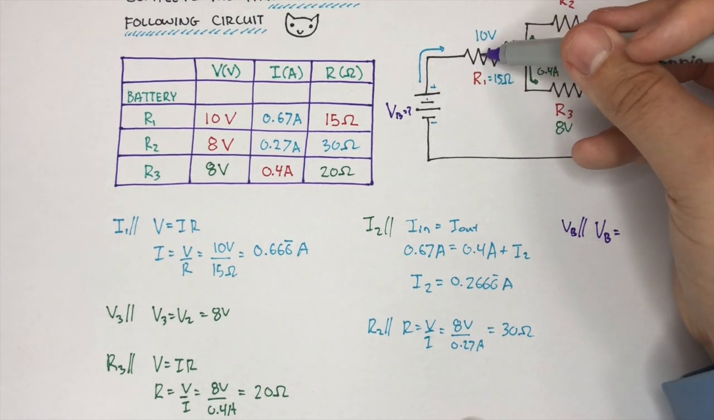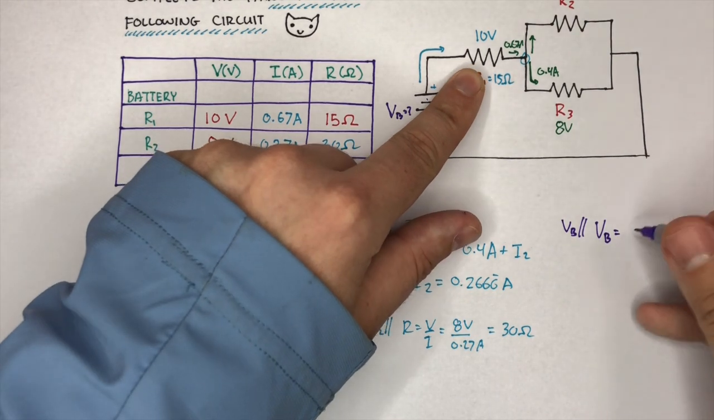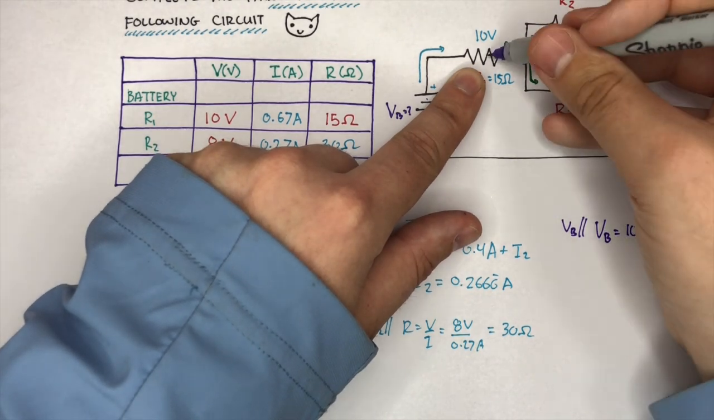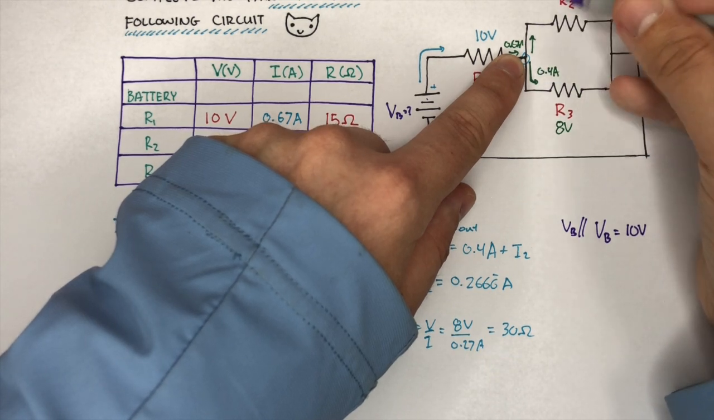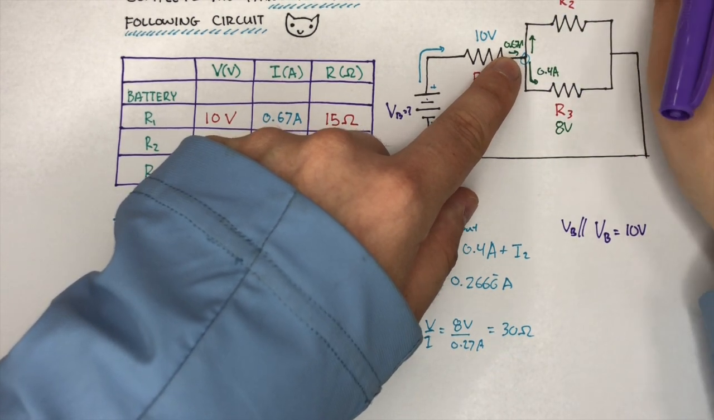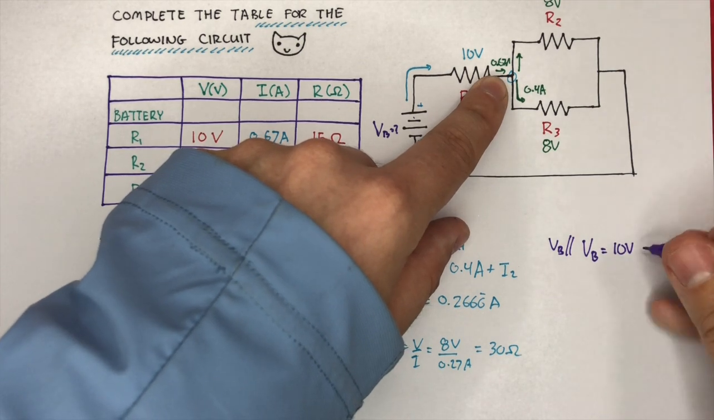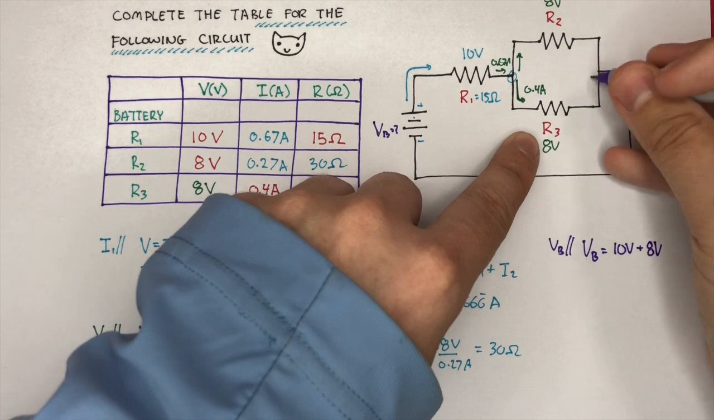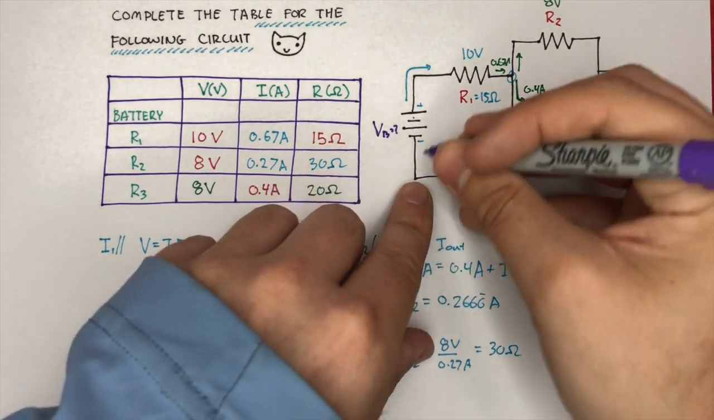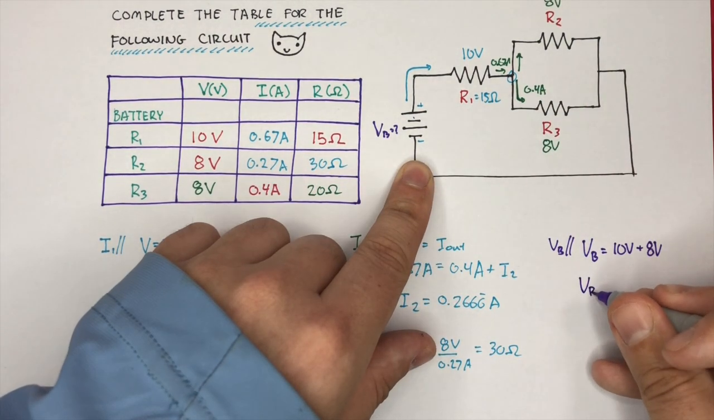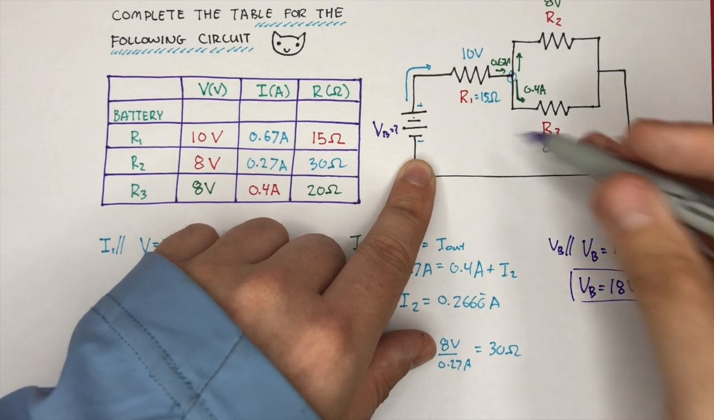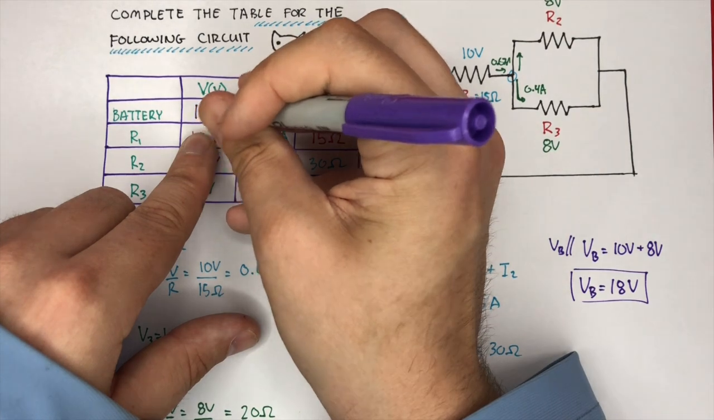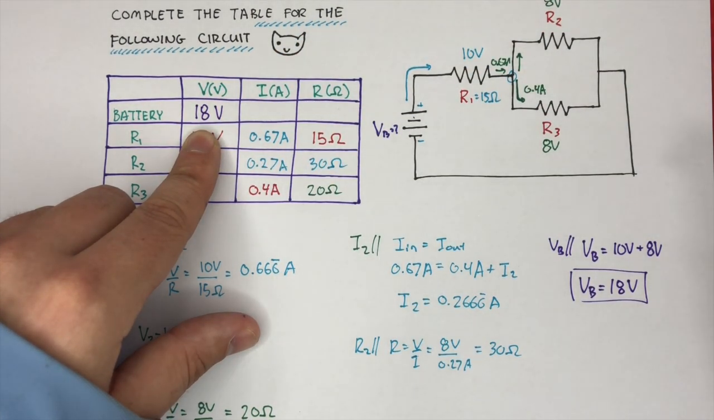VB is going to be equal to the voltage drop around a loop. So we go across the first resistor. Well, the first resistor has a voltage drop of 10 volts. Then we're going to enter the junction, and it doesn't matter which path we take because they have the same voltage drop because they're in parallel. So we can say that the next voltage drop is going to be 8 volts. And then we exit the junction here, and there's no more resistors. So the voltage of the battery is quite simply going to be 18 volts. We can take this idea and put it right back into our table, 18 volts.